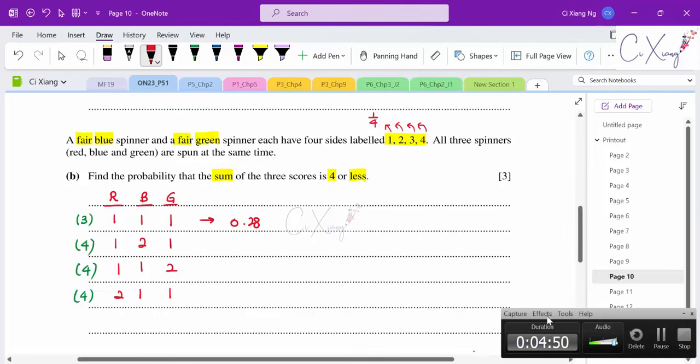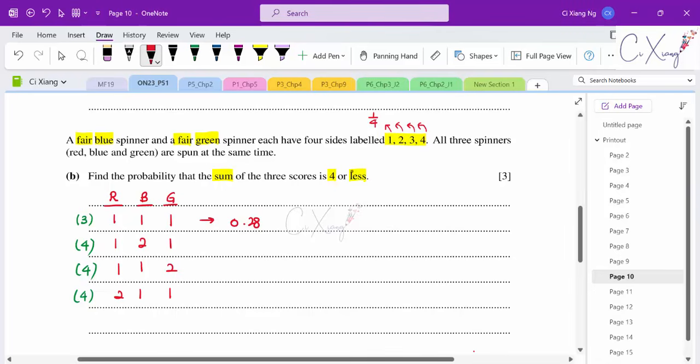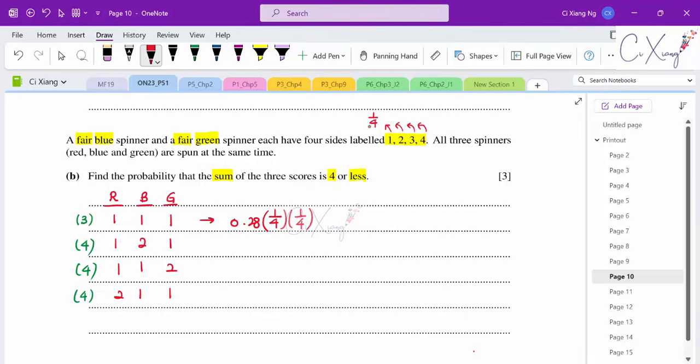Okay, and after that, how about the second probability here? Blue color equals 1. Like just now, we know all these are fair spinners, right? So for all the fair spinners, no matter what score you are getting, the probability is always the same, which is 1 over 4. Then for green color equals 1, it is also 1 over 4. So if you want, you can just write 1 over 4 squared. Then you get the probability here.